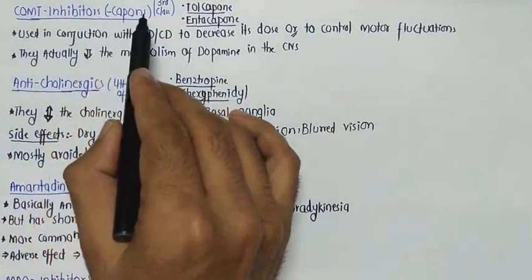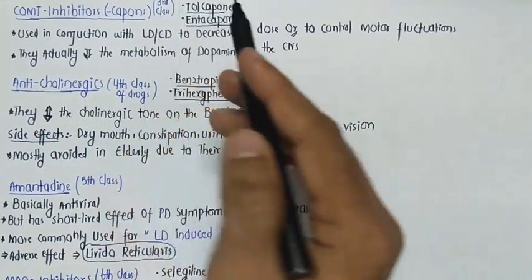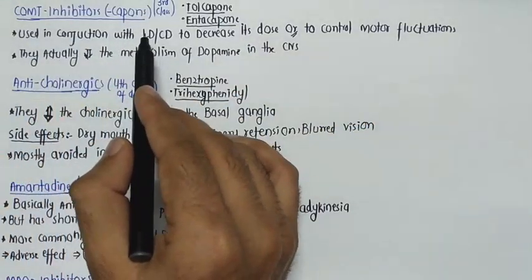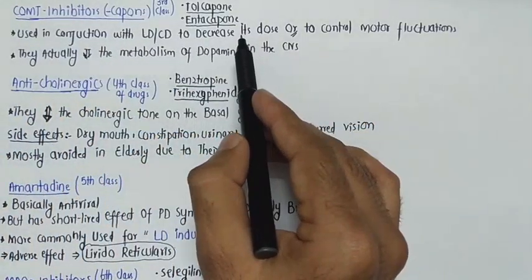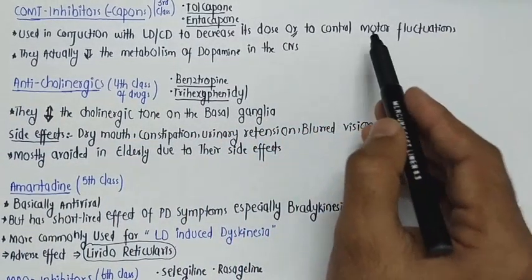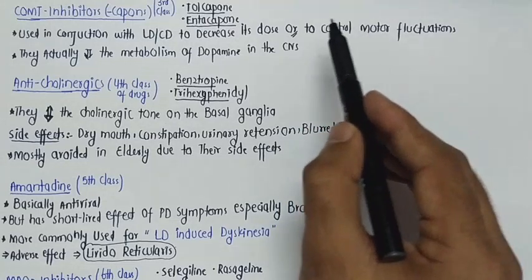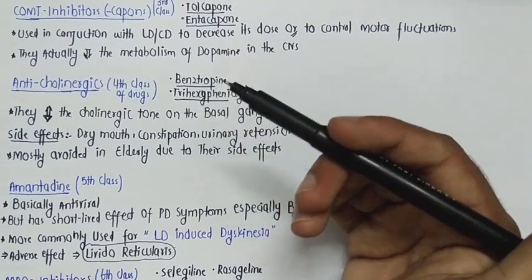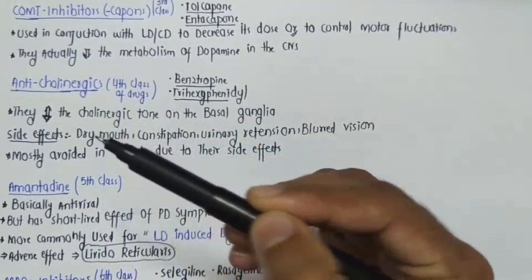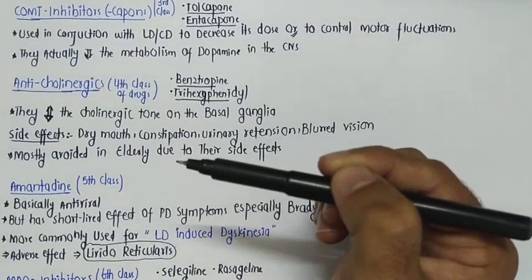COMT inhibitors, the famous capones, tolcapone and entacapone, comprise the third class of drugs that are used in Parkinson's disease. They're used in conjunction with levodopa and carbidopa to decrease its dose or to control the motor fluctuations. We have discussed this concept earlier in this video. To control the motor fluctuations, we add a COMT inhibitor to the levodopa and carbidopa, or we can use a sustained release formulation of levodopa, or we can restrict the protein meal to the night.